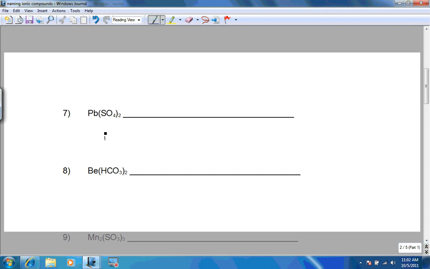Number 7, lead is right here underneath carbon. That's going to be another one of those transition metals that we need the charge for. So we need to leave a space for the Roman numeral. SO4 is actually sulfate.